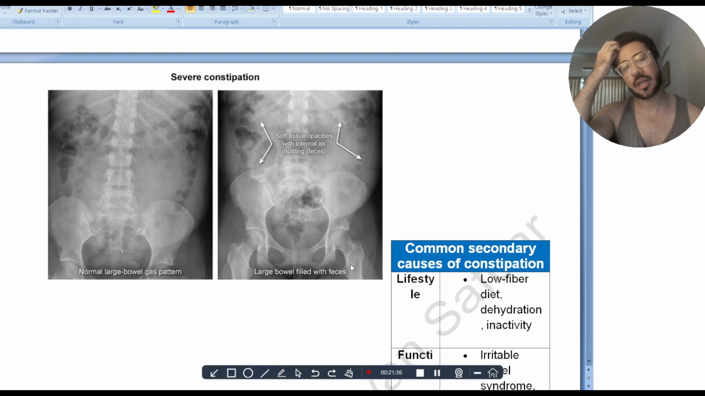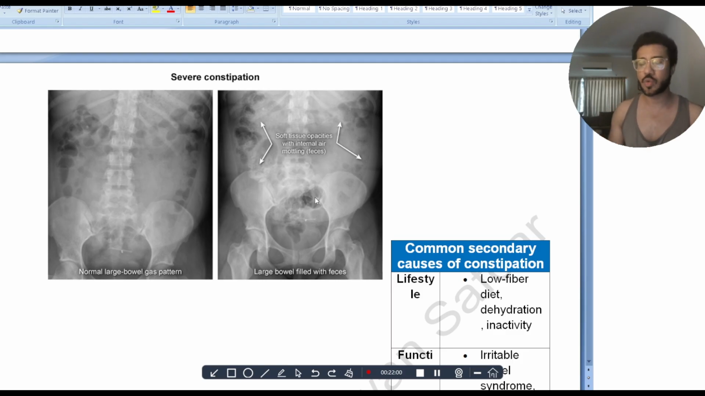So how are you going to identify severe constipation on an x-ray? Just by seeing the x-ray you are not going to be able to do that. As I've mentioned many times before, x-ray is just a modality that helps you link the clinical presentation with the diagnosis. You cannot make a diagnosis alone just by seeing the x-ray.